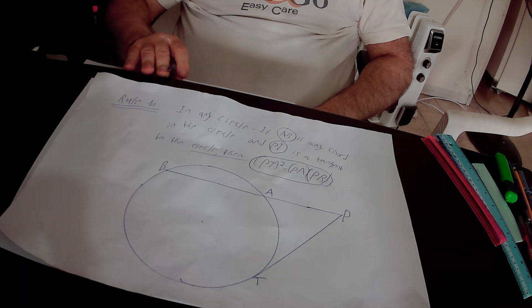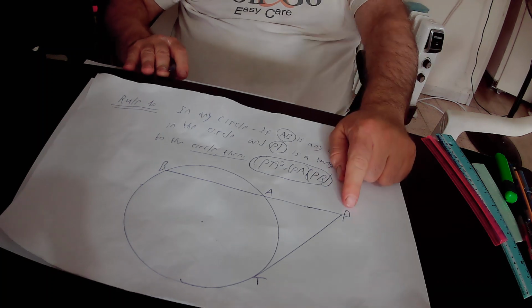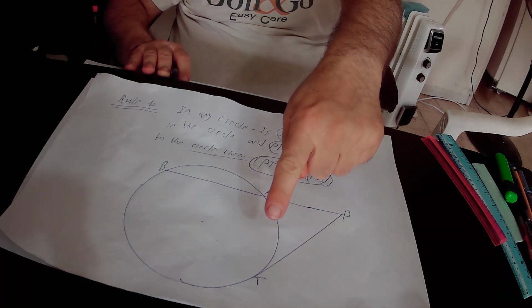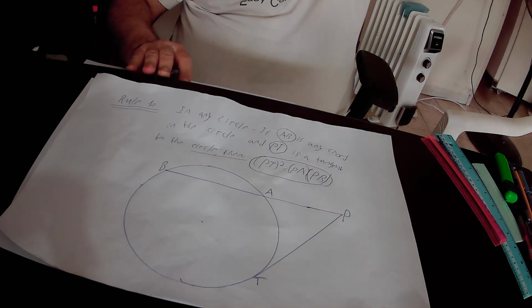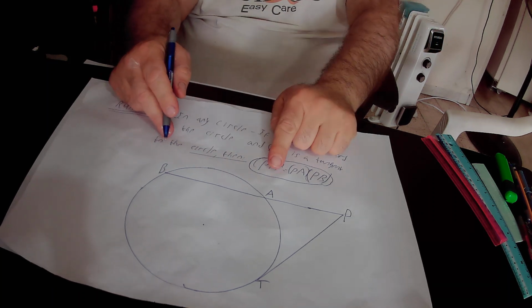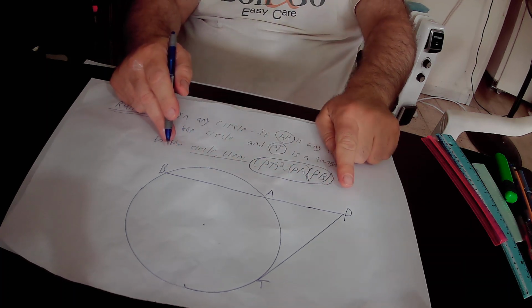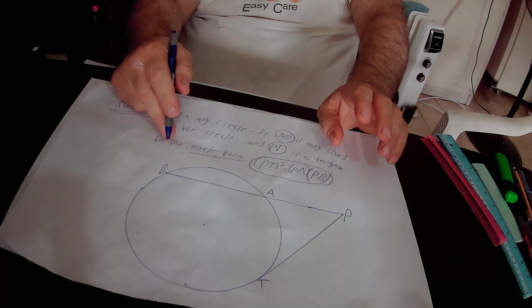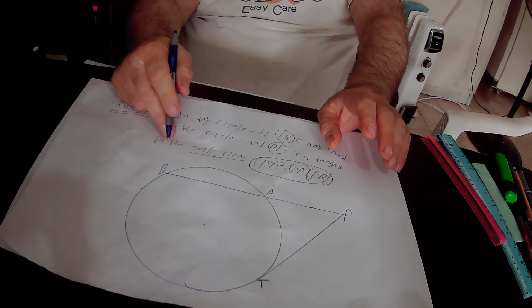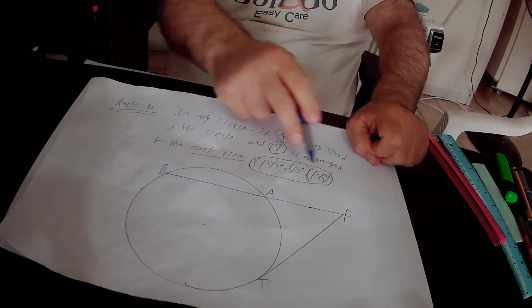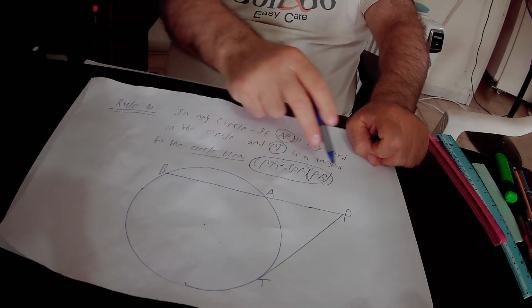So in any circle, if we have a common external point P, and from the common external point P we draw tangent PT, that is tangent to this circle at point T, and we have also chord BA, or the extended chord BA, touches the external point P. So in this drawing, the following equation will be true: PT square will be equal to PA times PB.